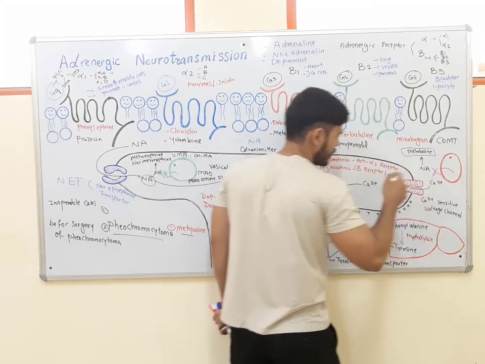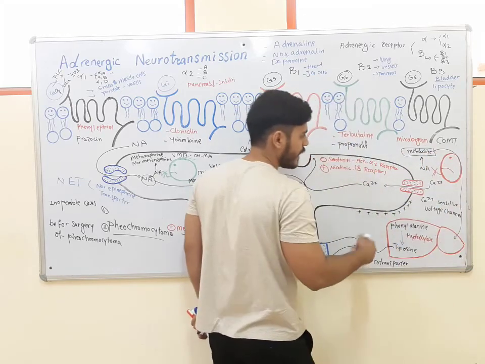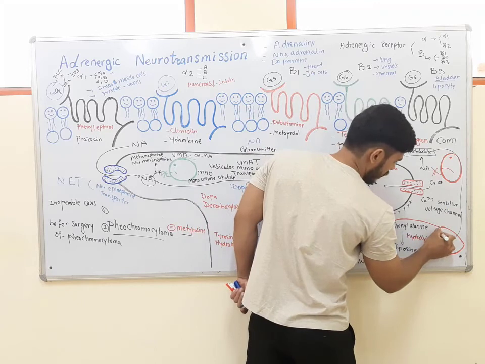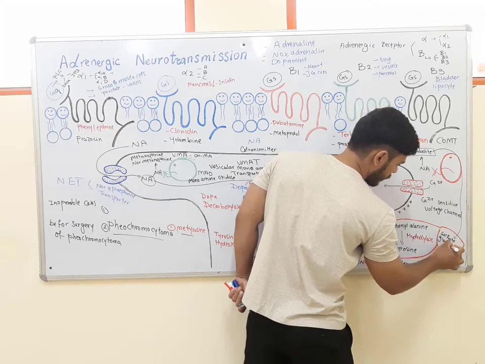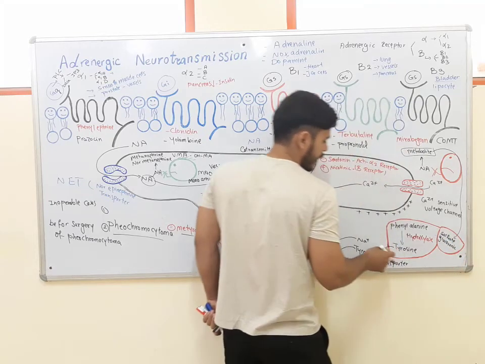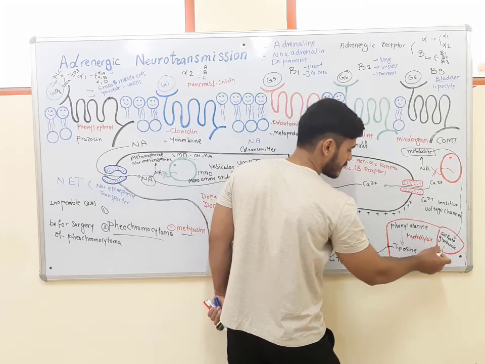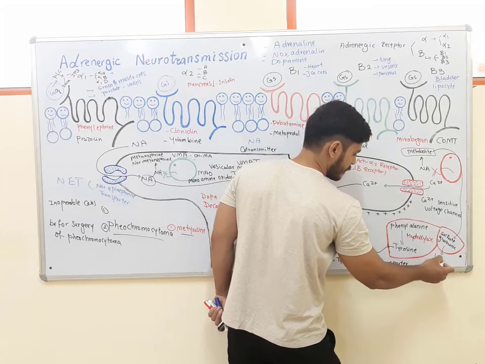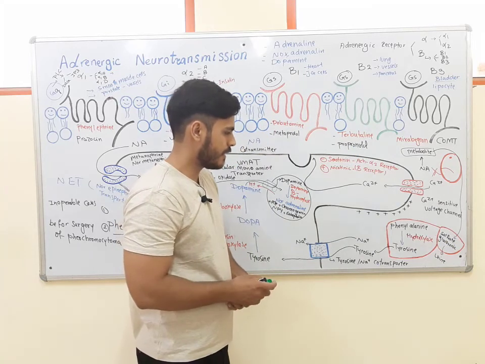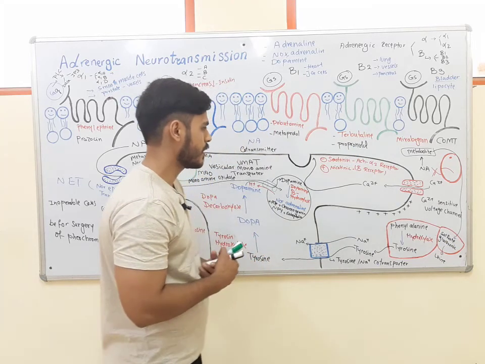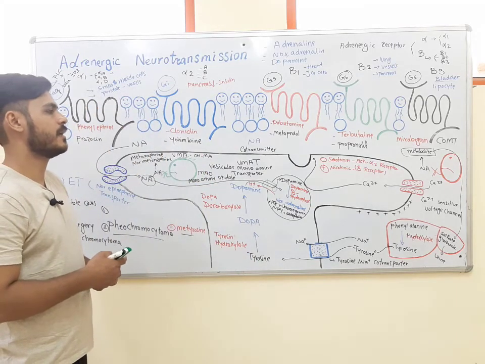Then we distribute these metabolites to the liver. In the liver, we conjugate these metabolites with sulfate and glucuronic acid. And by conjugating with sulfate and glucuronic acid, then we can excrete them in the urine. After conjugation, they are water soluble and we can excrete them in the urine. This was about the terminating of action of noradrenaline.